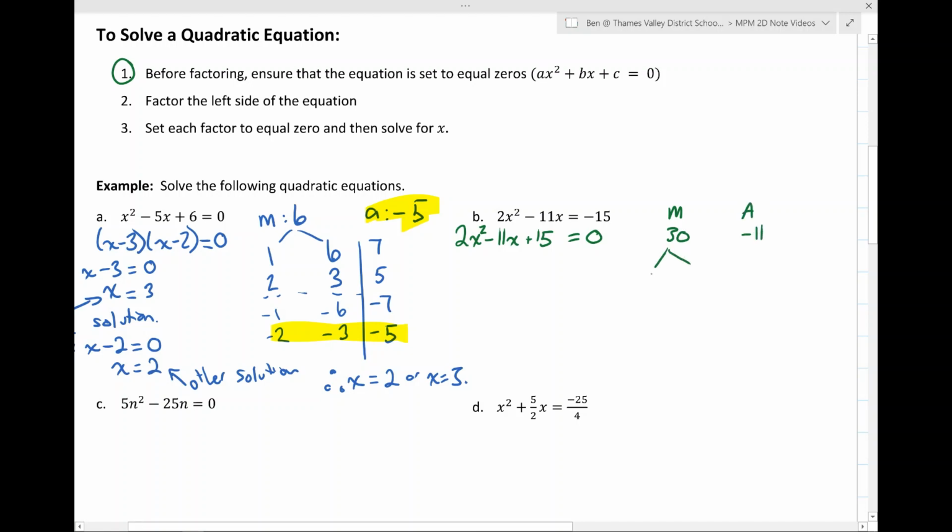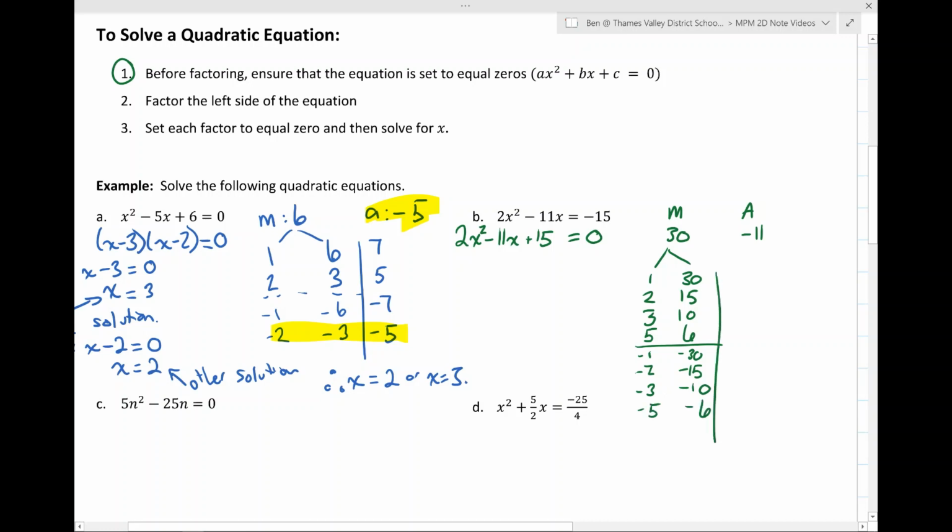Okay, so if I'm multiplying to 30, I can list off the factors. That's 1 and 30. That's 2 and 15. That's 3 and 10 here, 5 and 6. Then I can list off the negative factors. That's negative 1, negative 30, negative 2, negative 15, negative 3, negative 10, negative 5, negative 6.